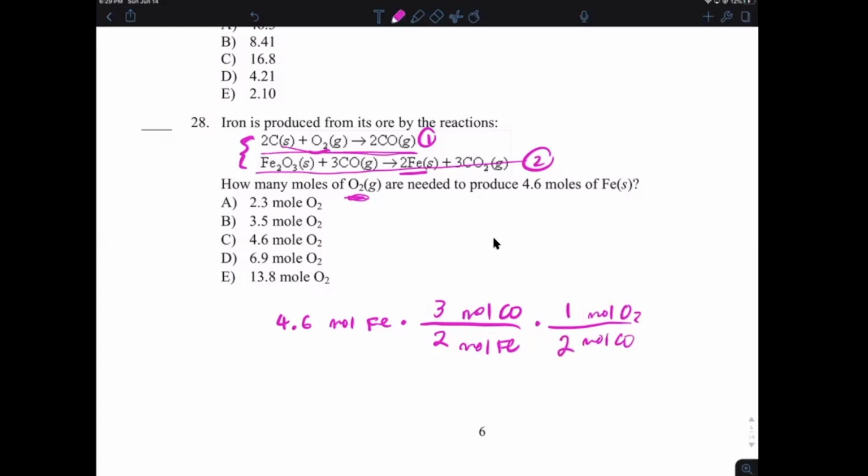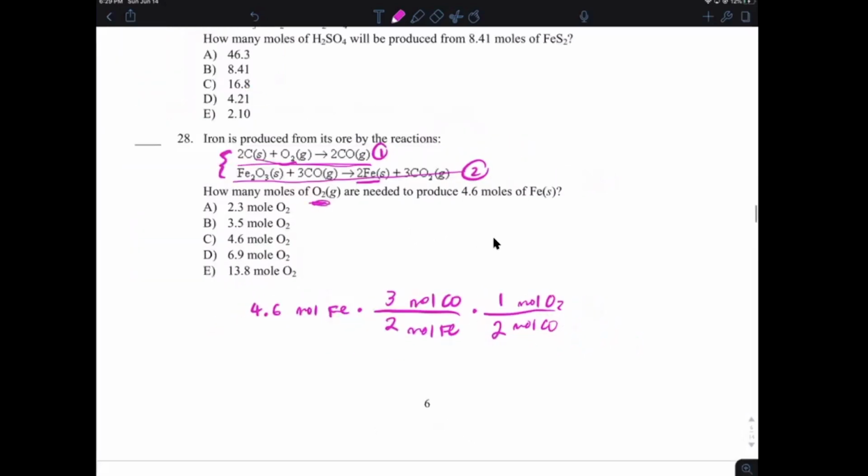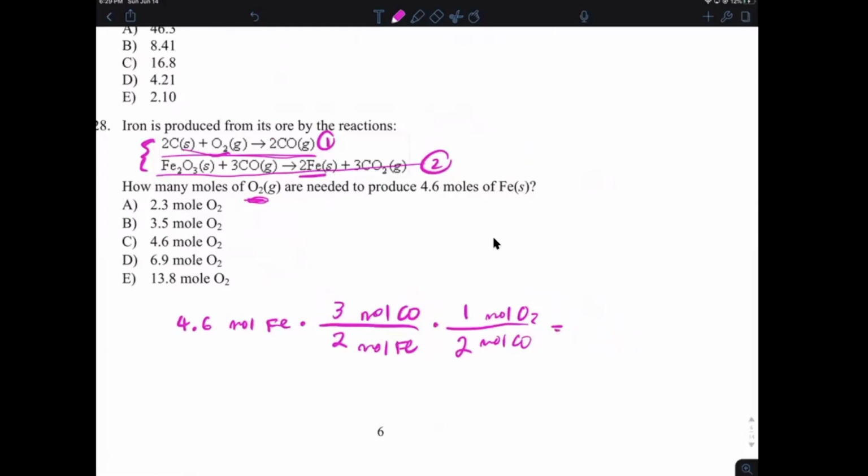How do we know that? We just read it from the equation. And so now we just multiply everything out and we get around 3.45, which we can round to 3.5 moles O2. So we would choose B for number 28. Yeah, so it would be B. Does that make sense?